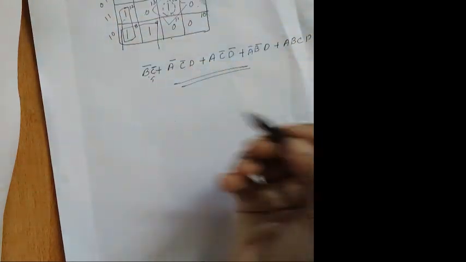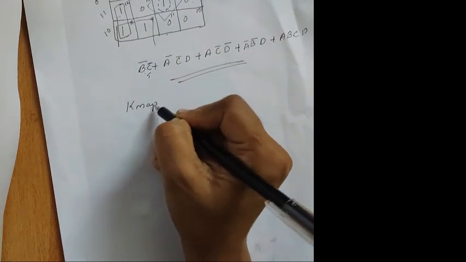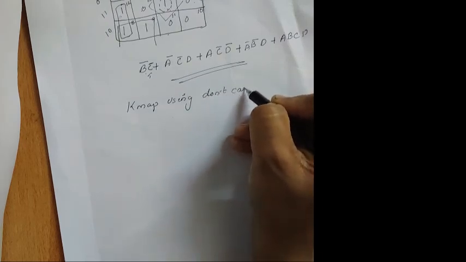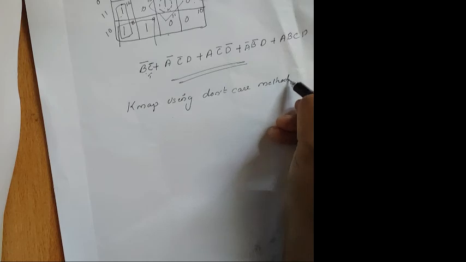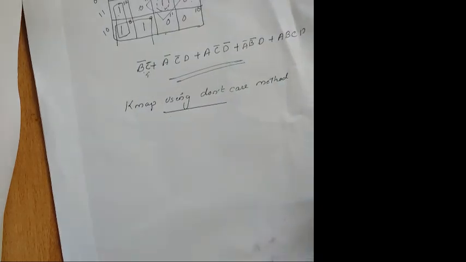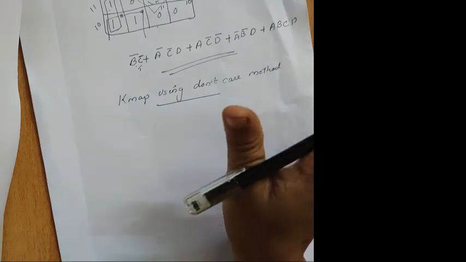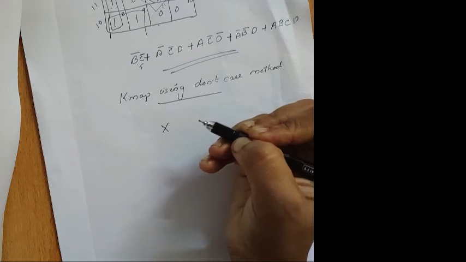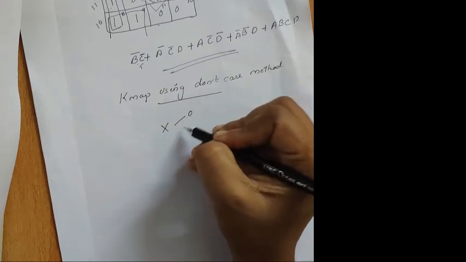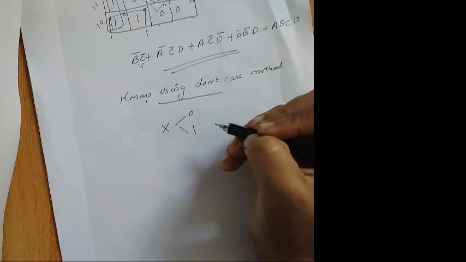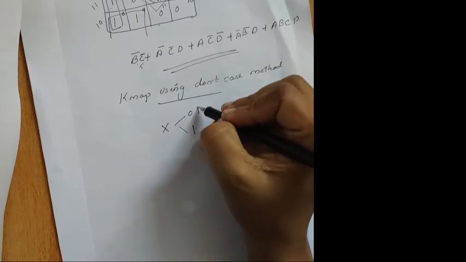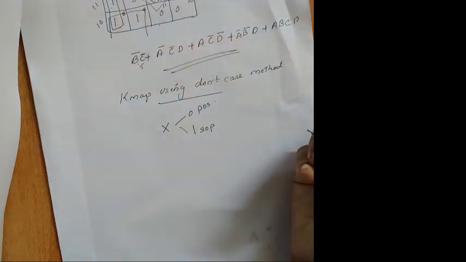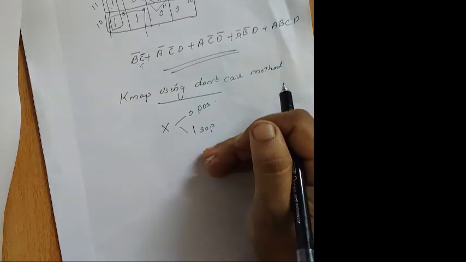Now we are dealing with the K-map using the don't care method. All the conditions are the same. You express a don't care by giving an X. X can be either 0 or 1. If you are taking a POS form, you can take it as 0. If you are taking an SOP form, you can take it as 1. So that's a don't care. You can take either a 0 or a 1.